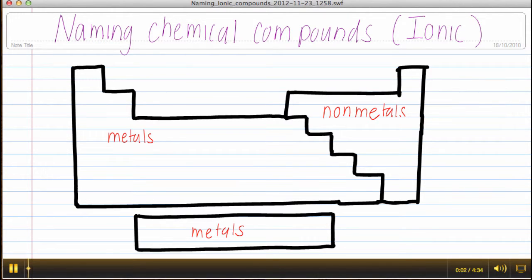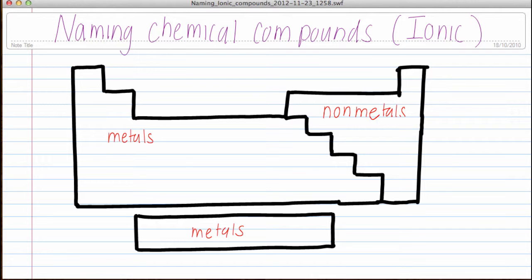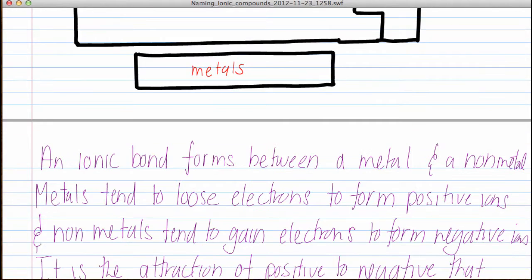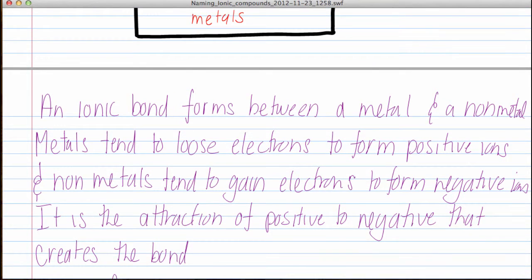In this little video, we're going to discuss naming chemical compounds that have ionic bonds. And briefly, just looking at the periodic table again, we need to review that metals are typically found on the left-hand side of the table and underneath, and the non-metals are found in this very small section here on the right-hand side of the table. And these are some rules to follow when naming ionic bonds.